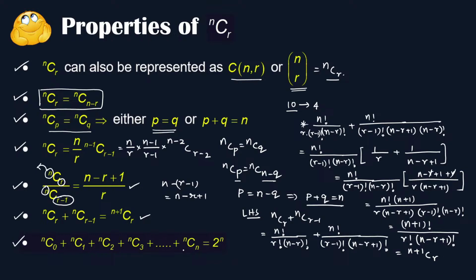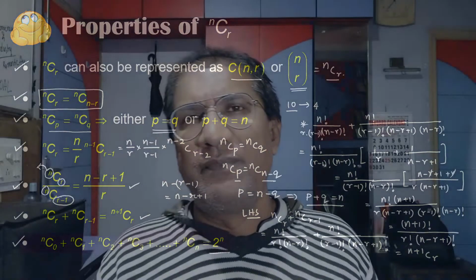And the last but not the least, the property states that NC0 plus NC1 plus NC2 till NCN gives us 2 to the power n. This property is well proved in binomial theorem. In binomial theorem, (1 plus x) whole to the power n, if you expand that, and in place of x, if you put 1, you are going to get exactly the same answer. Is it clear? But we have to remember this: NC0 plus NC1 plus NC2 plus NC3 till NCN gives us 2 to the power n. Is it clear to everyone? Absolutely. Okay. Now let's move to the problems.